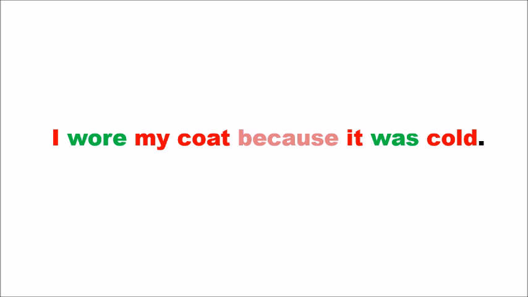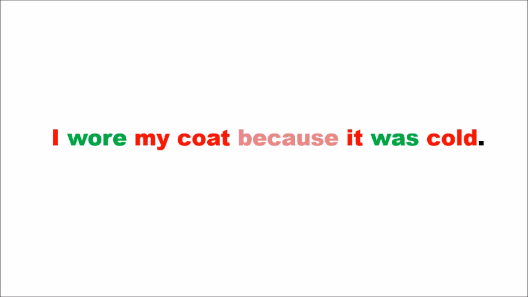When we look at this sentence, I wore my coat because it was cold, we can see that there's a relationship between the information and the two clauses that have been shown. The wearing of the coat, which is the primary action, is happening because it was cold, and if it wasn't cold, then the action of wearing the coat wouldn't be necessary. In this case, we've shown a really clear relationship between the two.